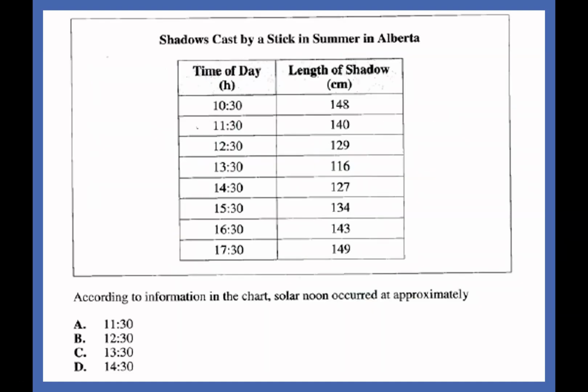Okay, so here's some practice questions I'm going to show you. So here's a shadow cast by a stick in summer in Alberta. Okay, so we're trying to figure out when solar noon is. And solar noon, remember, is when the sun is at its highest point in the sky. So here's our horizon. The sun's at the highest point in the sky, and it's in the middle, the meridian. Meridian means like it's in the middle of its path across the sky. So that means our shadow is going to be very, very short. Okay, so we are looking for when our shadow gets the shortest. That is when solar noon is occurring.